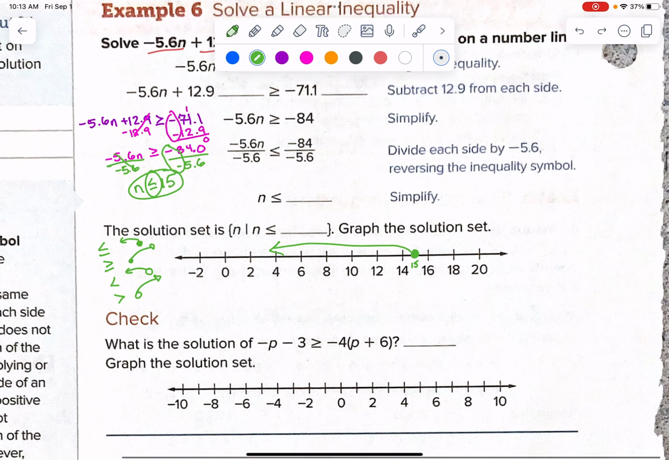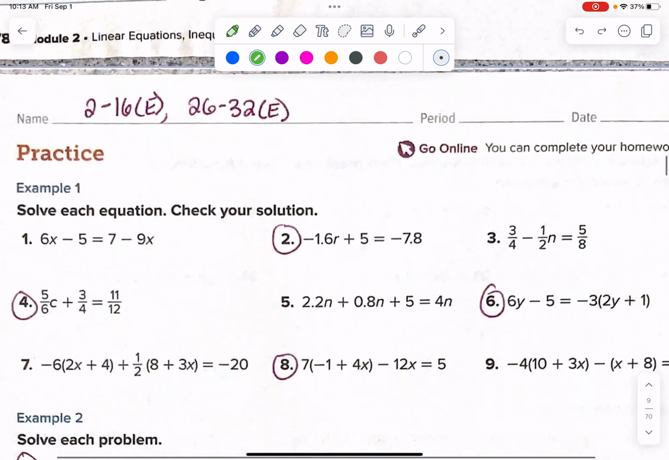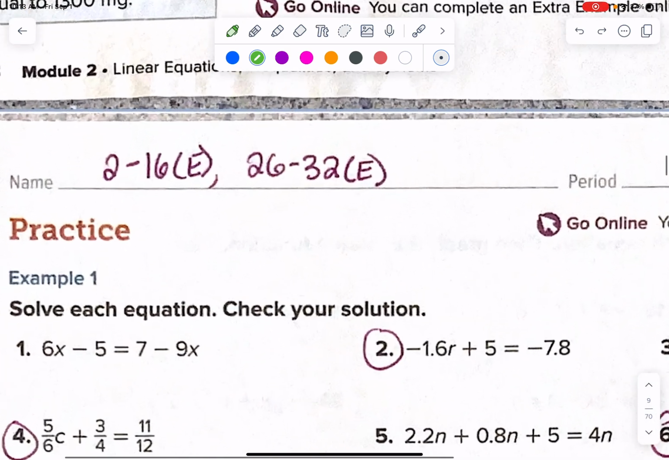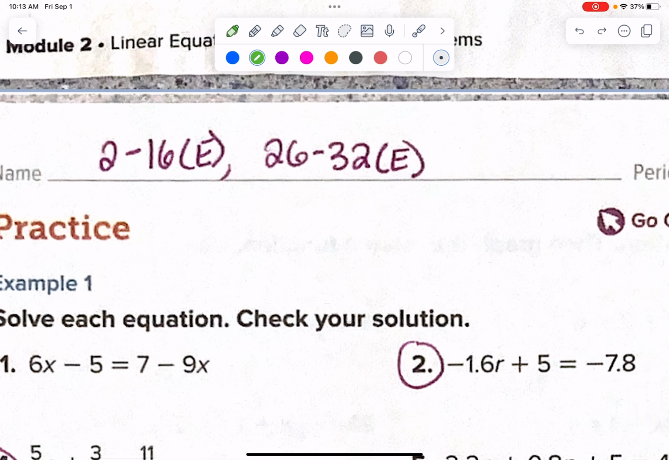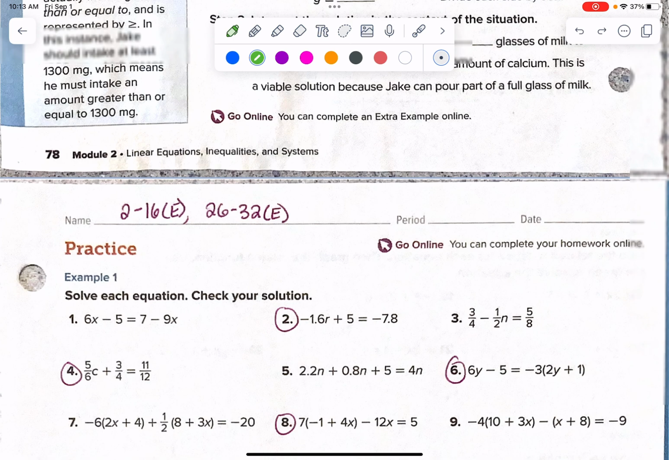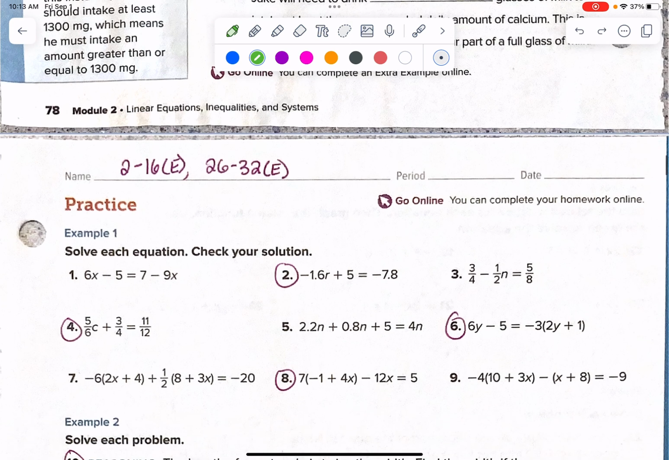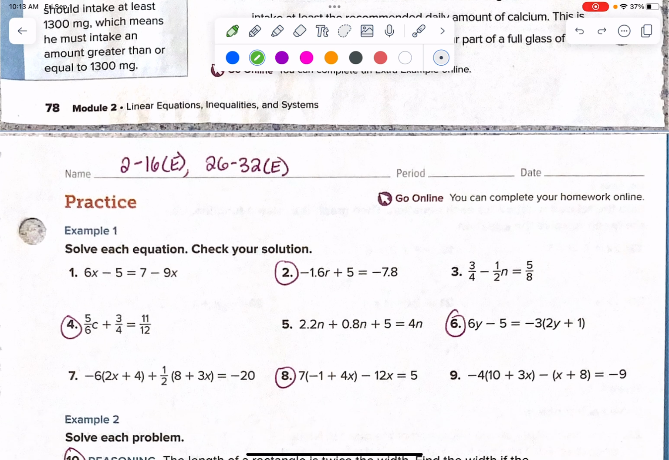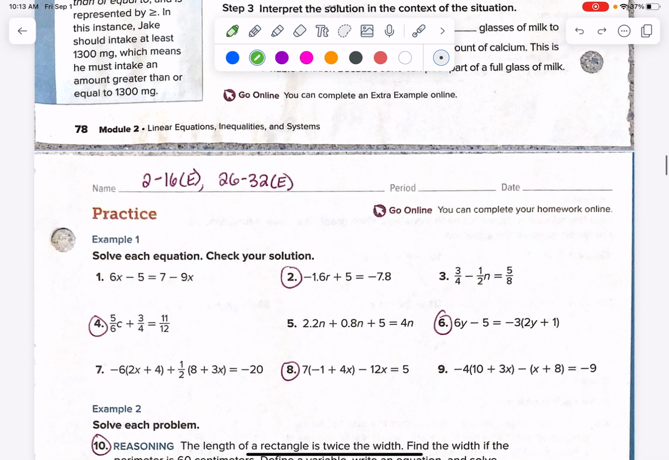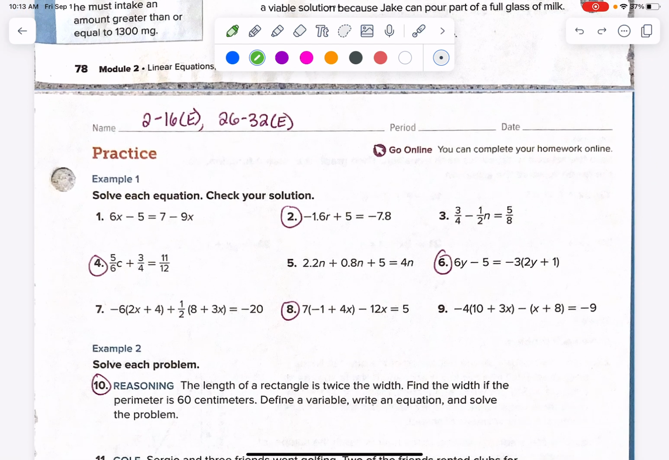So that is all I have for you for notes. And the homework is this set: 2 through 16, the evens, and 26 through 32, the evens, okay? I think the only ones that you have to graph are maybe 26 and 28 or something like that. I don't remember, but anyway, there's those. So start working on those. Use the rest of the period to do that, and you're good to go, okay?